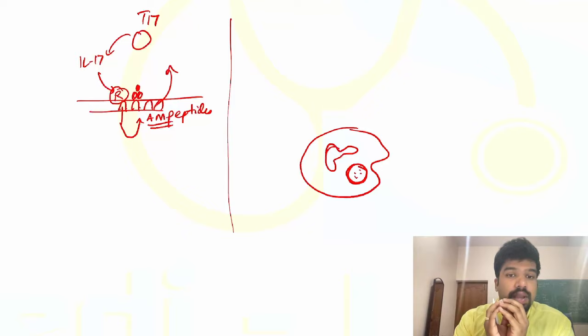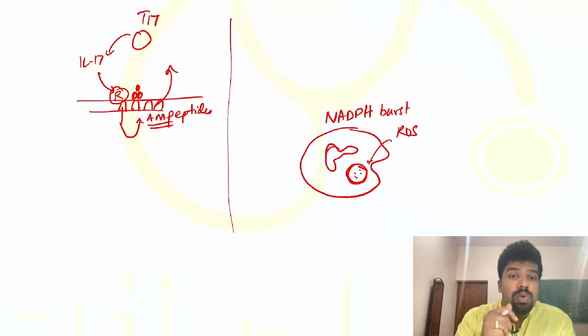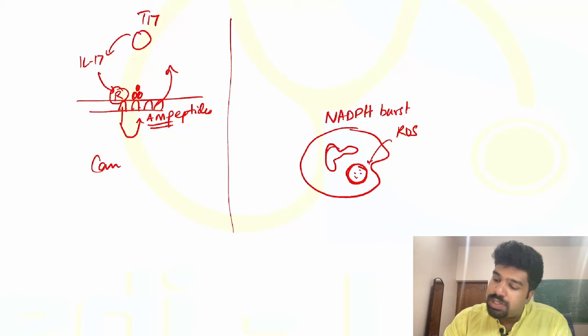Now how is it going to kill? It is going to use the NADPH burst. Both oxidative and non-oxidative mechanisms are in play. So the NADPH burst is going to release reactive oxygen species, which is going to kill. But how is the neutrophil coming inside? Let us say I have inhaled Aspergillus spore. This was Candida example I gave you. This was Aspergillus, okay. So let us say I have inhaled Aspergillus and it has gone into the lung. So this is the lung.